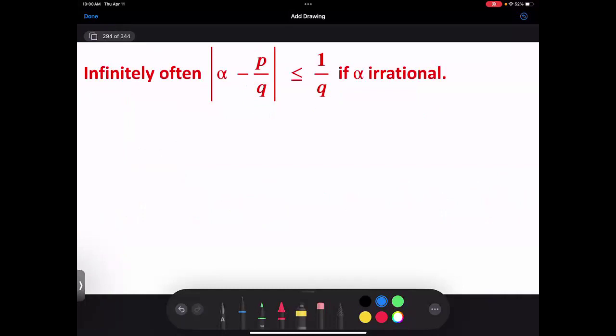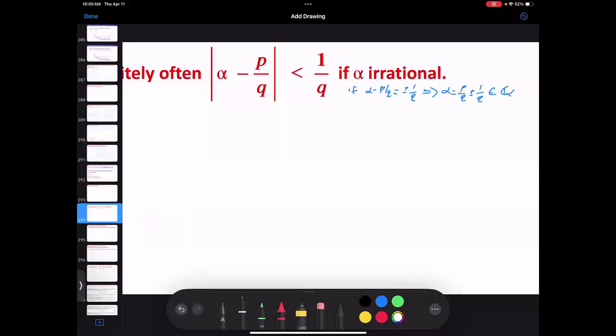Can you replace the less than or equal to with a less than? If alpha minus p/q equals plus or minus 1/q, what does that tell you about alpha? It's rational. Alpha would just be p/q plus or minus 1/q, which is a rational number. And so I can now just cross off the equality there, and we've already improved the theorem. There are some cases where this actually makes a difference, most of them don't.